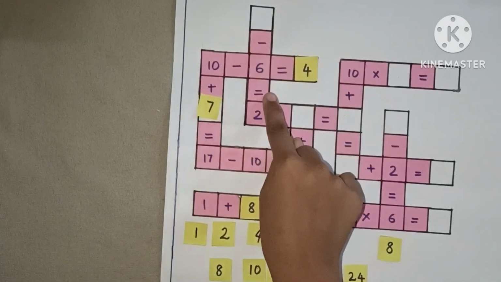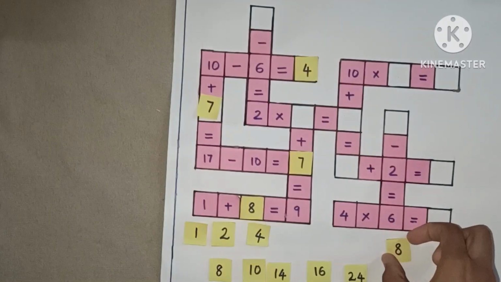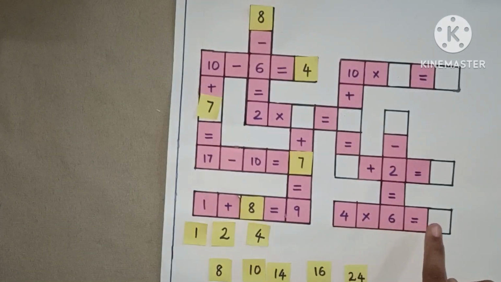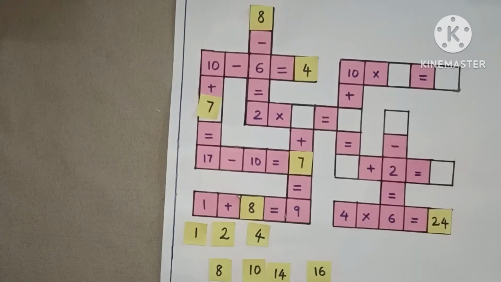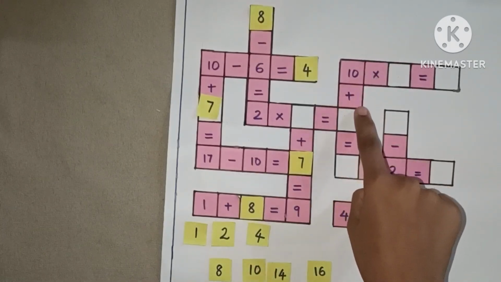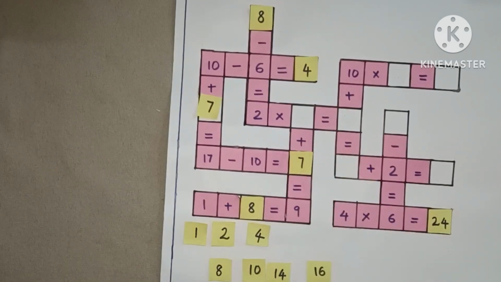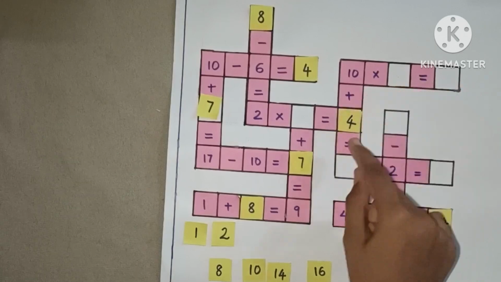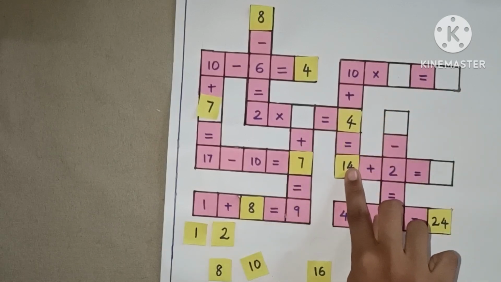Dash minus 6 equal to 2. It's 8. Four into 6 equal to which number? It's 24. Then we can think 10 plus dash equal to dash. Which numbers are suitable for this place? It's 4 and 14. So 10 plus 4 equal to 14.